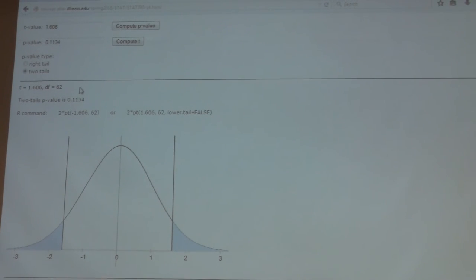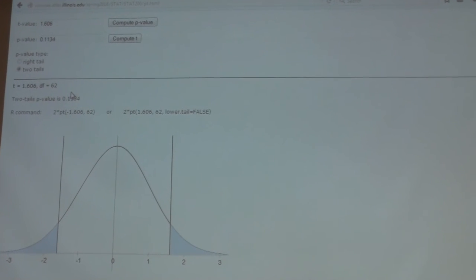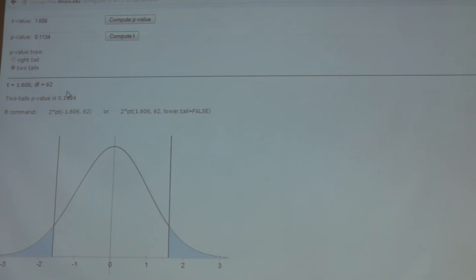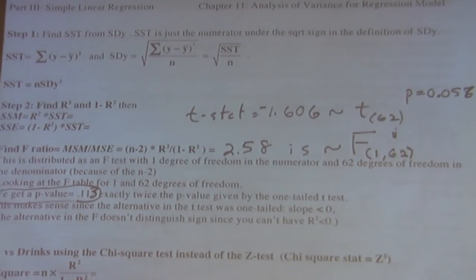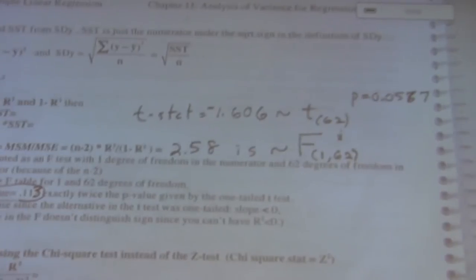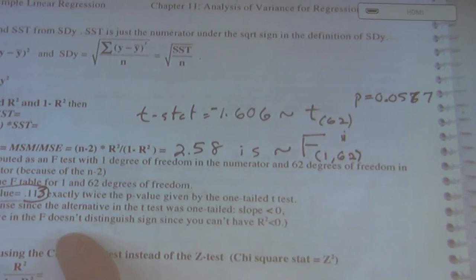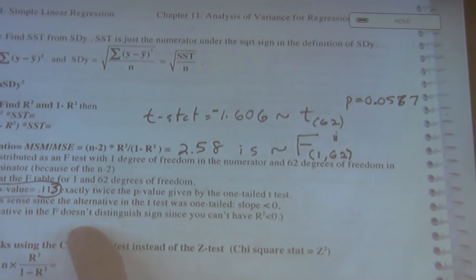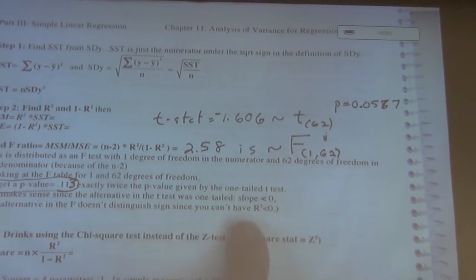All right, so now, how would we do this? Let's go back to the document camera, and we'll do it together, and then we'll be done. All right, so let's look at this. Okay, so we did that.